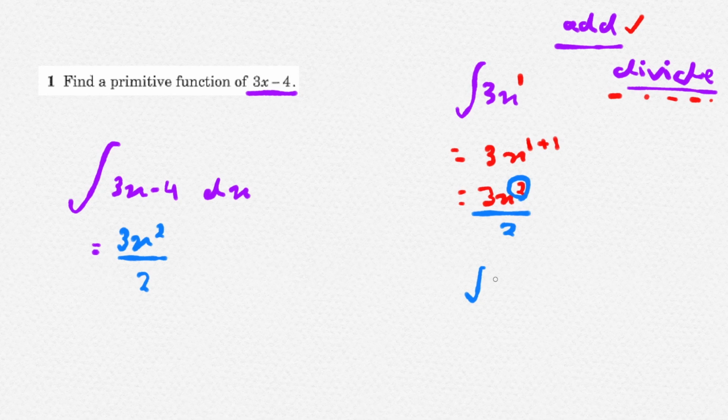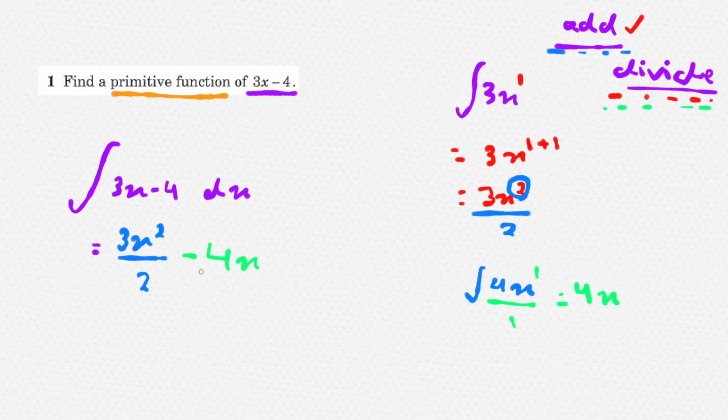So for any constant, the integration would always be the constant times x. In this case, our constant is 4. So the integration of 4 in this case would be 4x. Now, I'll show you why this is true. We must add 1, which would be x, and then divide it by 1 due to our new exponent. Therefore, it would be 4x. So, 3x squared over 2 minus 4x is the integration.